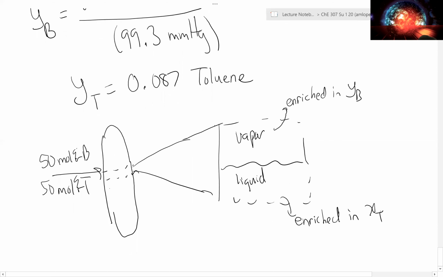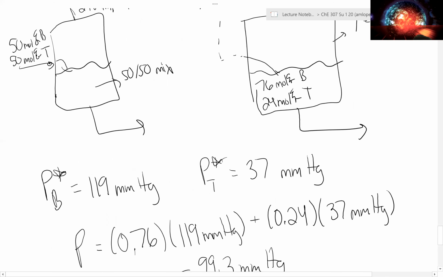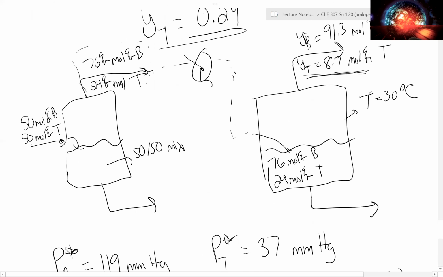And so you have all these equilibrium stages at the top and the bottom of the column, such that you have benzene primarily coming out the top and toluene coming out of the bottom. And it's through this application of these vapor pressures as a function of composition that this enrichment occurs.